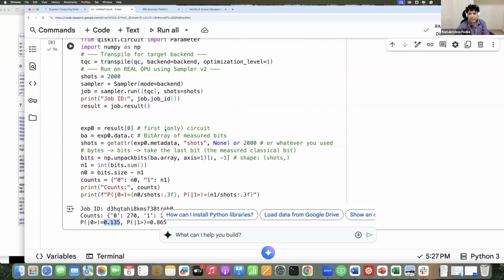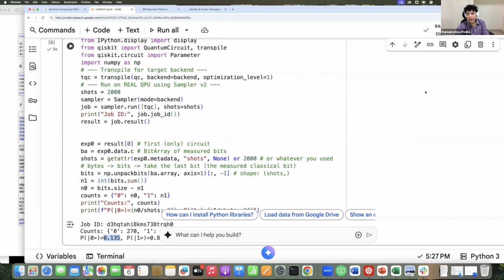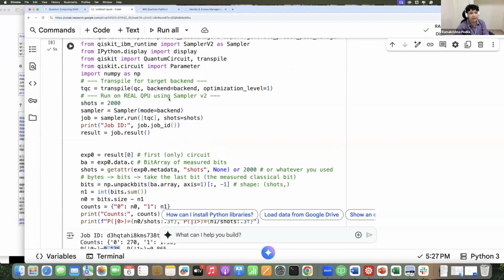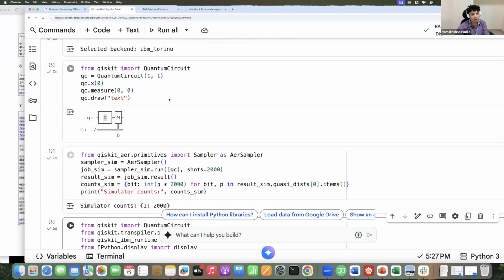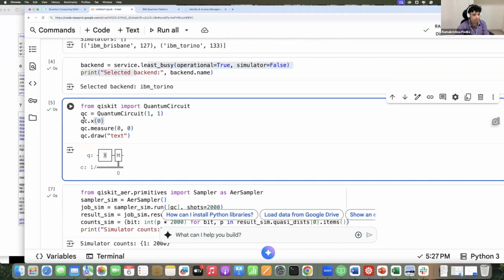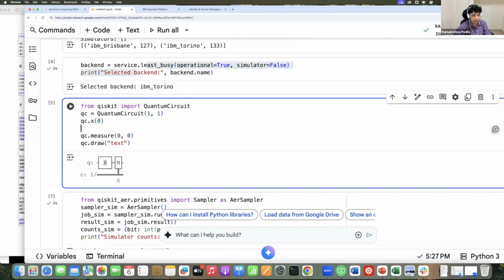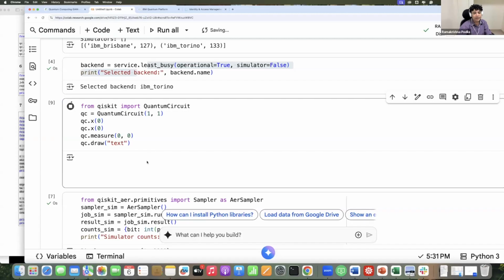Okay, so let's see what would happen if we now apply the NOT gate twice, right? So I'm going to go up to the fifth cell where I have QC.X0. I'm going to apply it twice. I don't know if it will work. I'm just going to try it. I'm going to apply NOT and NOT, right? Now let's see what happens.